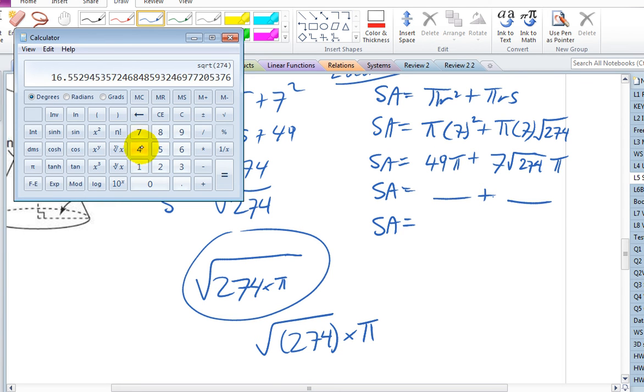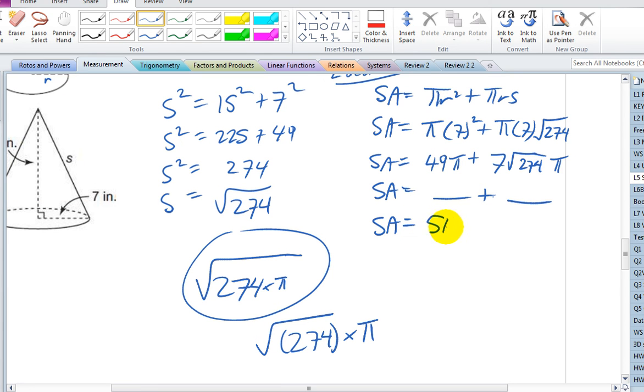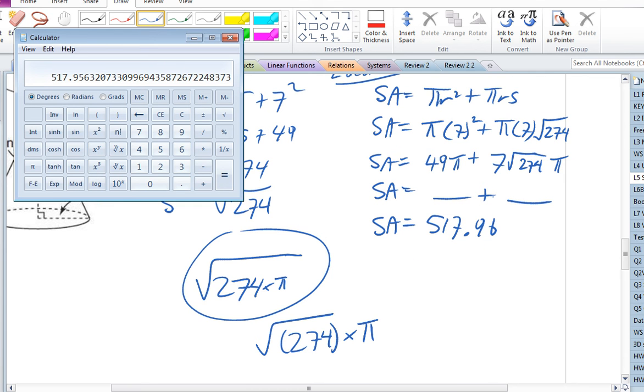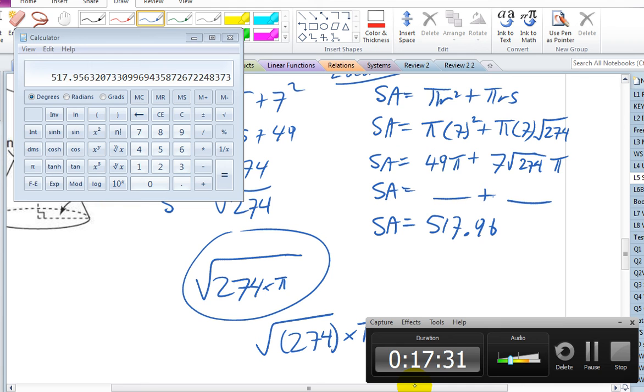Okay? So for me, I'm just 49 times pi plus 7 times square root 274 times pi, and press equals. Okay. I have 517.96. So try this on your calculator. Very, very important you can do this. Enter it in properly. If you're having troubles, come up right away. If you got the answer, look on the back page, analyze the next 2 questions.